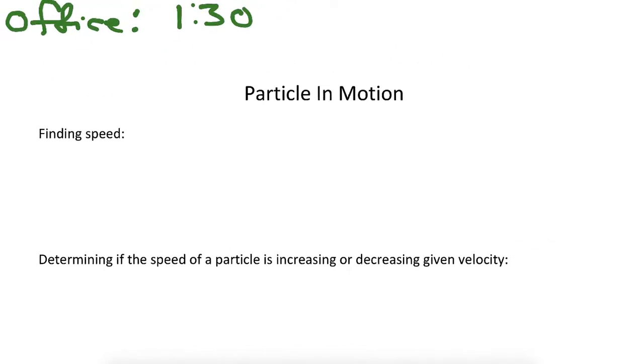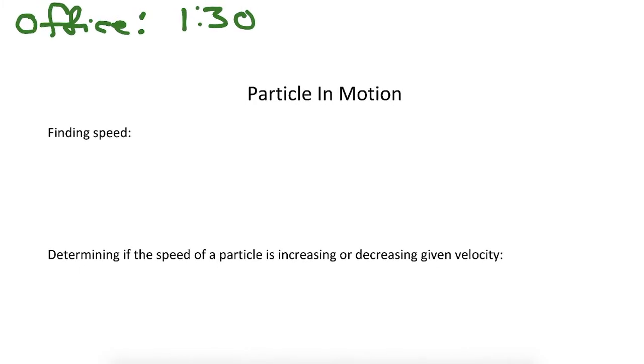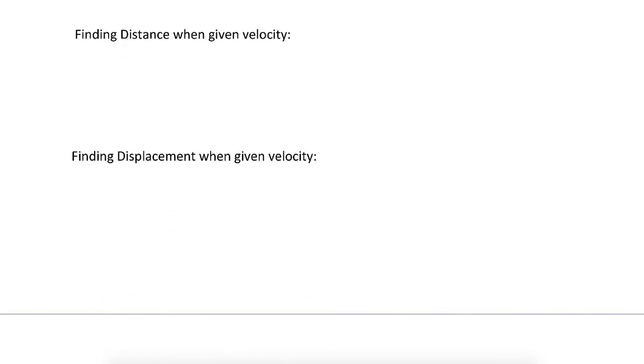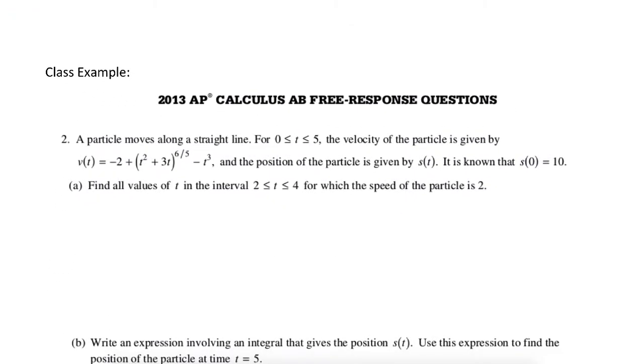So, particle in motion. The stem of the problem will be something like this. A particle moves along a straight line for 0 to 5. The velocity of the particle is given by that equation, and the position of the particle is given by s of t. It is known that s of 0 is equal to 10. And then they'll ask you questions about it. So really, any time it talks about a particle moving along a straight line, think of a road, think of a path, think of a horizontal line, a particle going back and forth along that line, not going up or down.